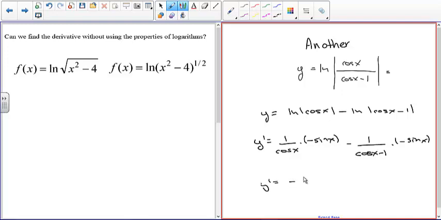So if I cleaned it up a little bit, I'd end up with negative the sine of x divided by the cosine of x. Negative times a negative is a positive. So I have the sine of x divided by the cosine of x minus 1. Again, we're using the properties of logarithms to take this quotient and make it into two parts that isn't a quotient. And this derivative is a lot easier than this derivative.